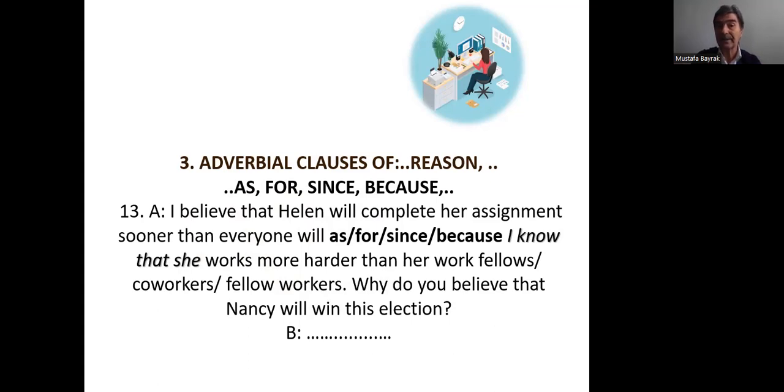Why do you believe that Nancy will win this election? I believe that Nancy will win this election because she has prepared very much. Or since she has prepared very much, I believe that Nancy will win this election.